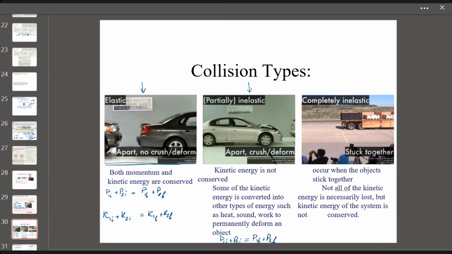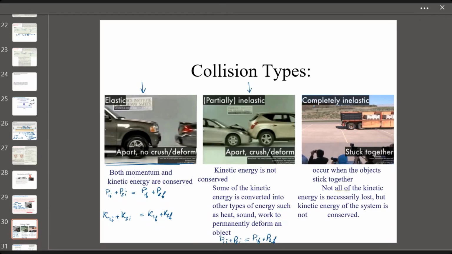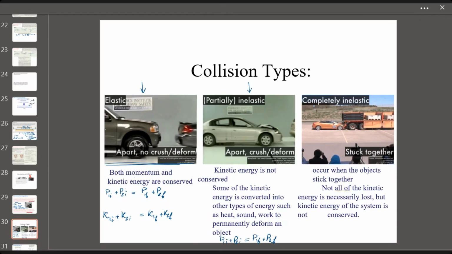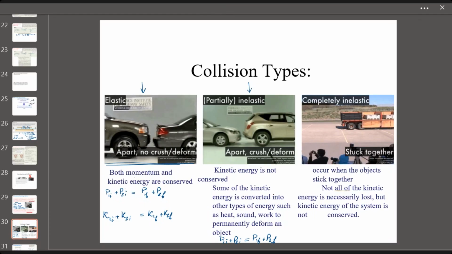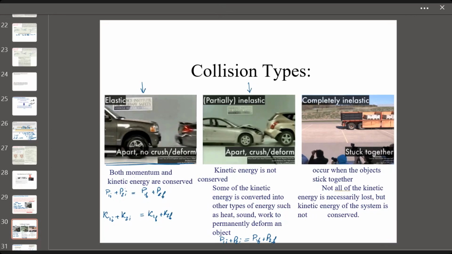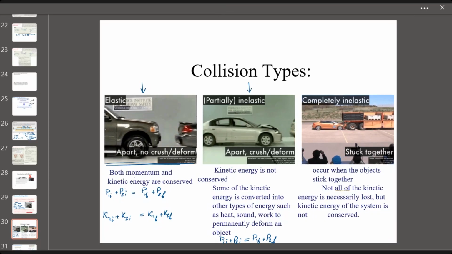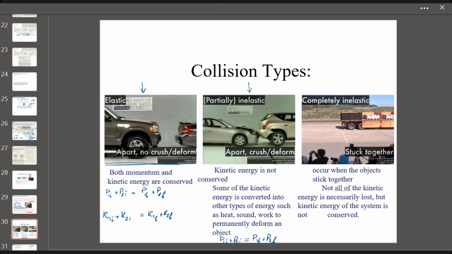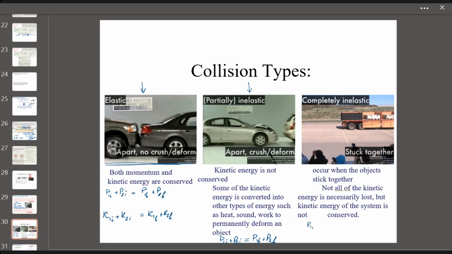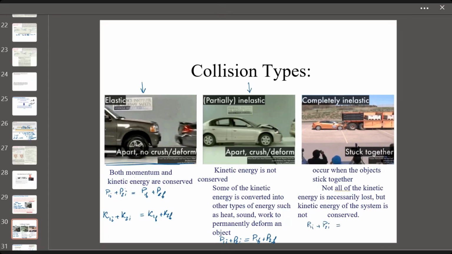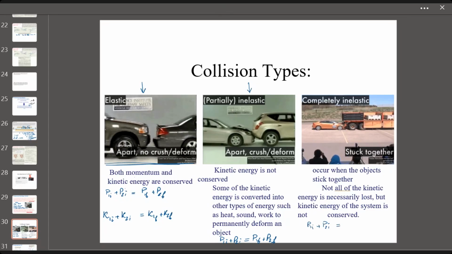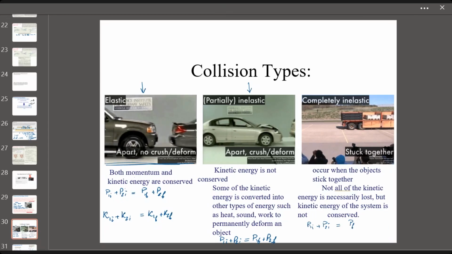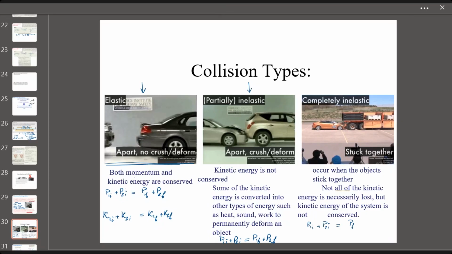And finally, I have one more special case, which is a completely inelastic collision. This is the case when two objects stick together after the collision. So the objects stick together. Here, not all of the kinetic energy is necessarily lost, but the kinetic energy is not conserved. Some of the kinetic energy is used to stick the two objects together. So again, I will only use P1 initial plus P2 initial equals, well, what's nice about this particular case, the completely inelastic collision, is I will write P final as one object. I don't have two objects.